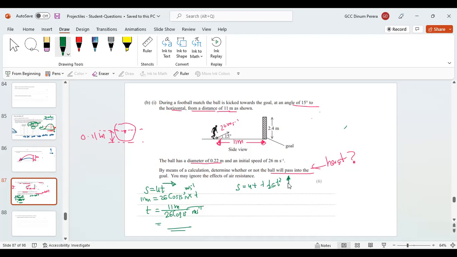Show the direction using the arrow that you are using the equation in the vertical upward direction. So someone tell me the time. 0.44 seconds. Right. S equals ut. You have to use the vertical component of 26, that is 26 sine 15 meters per second, into time.